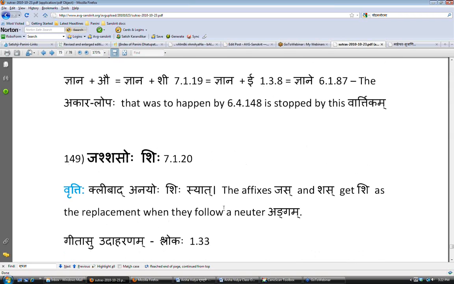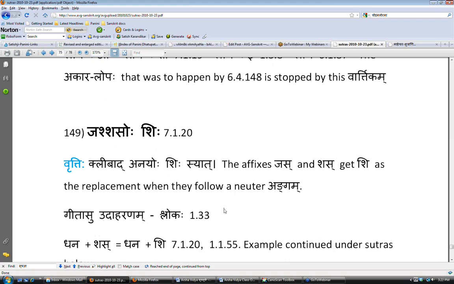Now the only thing we need is one last form, and we are done with jnana shabda. Because from tritiya onward, it's going to be like rama shabda. So just jashshasoh shihi. Now simply this is the anantaram sutram, the next sutram after napumsakacha. The anuvritti of napumsakat is coming down. So klibat, jashshasoh shihi: jas and shas, which are the prathama bahuvachanam and dvitiya bahuvachanam, get shi as the adesha when they follow a neuter angam.